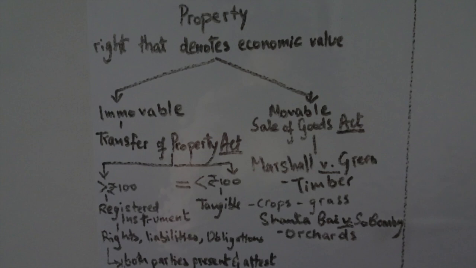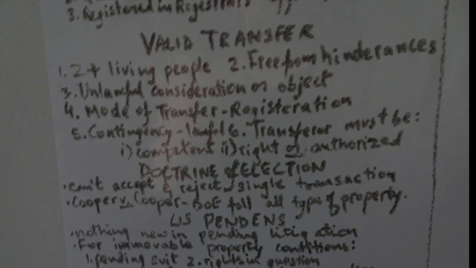And this instrument should include the rights, liabilities, and obligations of the transferor and the transferee. Now, the requirements here are that both parties must be present and attest on the registered instrument. Two witnesses also must attest on the instrument. It should be registered in the registrar's office and should also carry the registrar's seal.